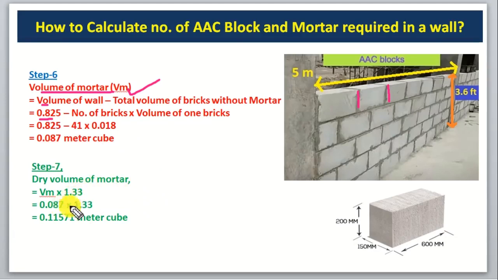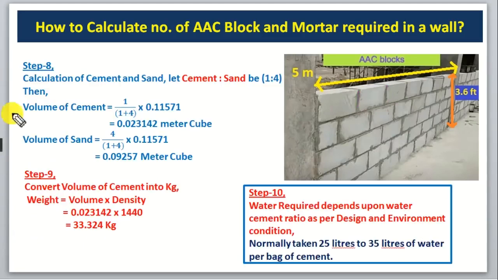Now we have to calculate total volume of cement and sand used in this mortar. So let us move. So here we have come to step number 8. Okay, so in step number 8, calculation of cement and sand. Let the cement sand ratio be 1:4. Okay guys, it may be 1:6, 1:5. Okay, so here I am taking 1:4.